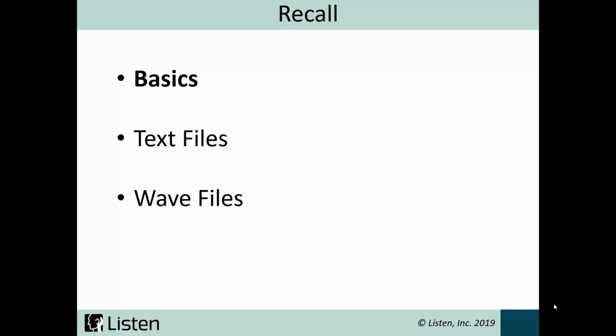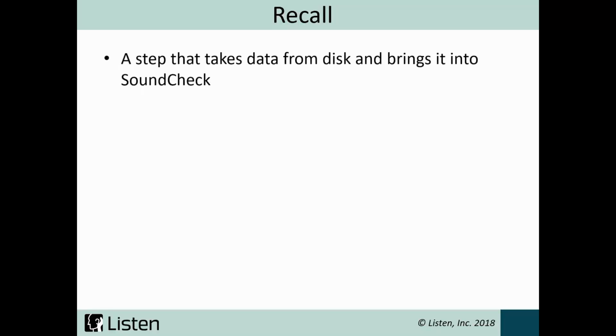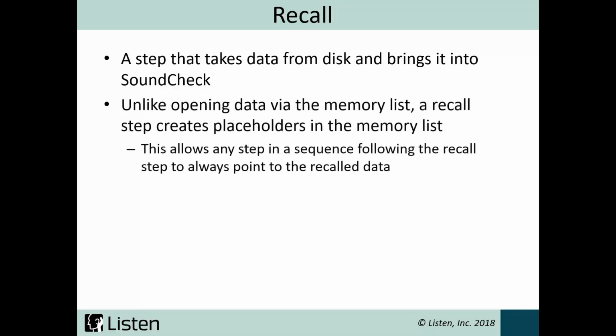In this video, we're going to go over the basics of the recall step. Recall is a step that will take data from disk and bring it into SoundCheck. Opening data via the memory list will create protected data. On the other hand, a recall step will create sequence data. The main difference is that if SoundCheck is ever closed, protected data is deleted.